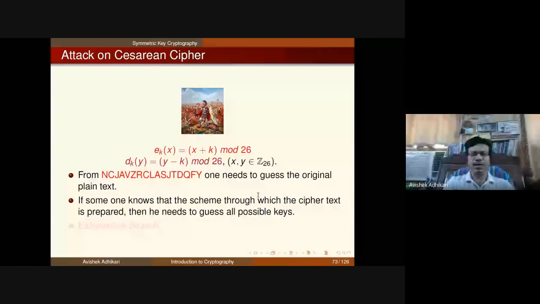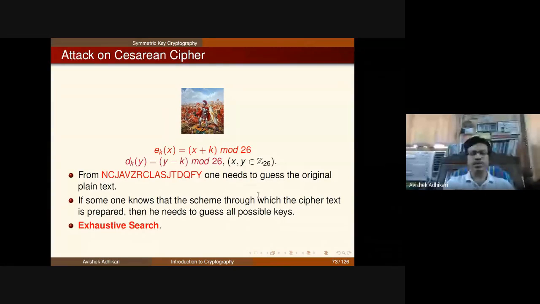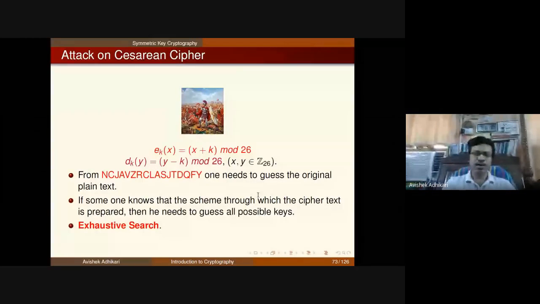So we call it exhaustive search. That means you are doing all possible checks. First you take k equal to 0, k equal to 1, k equal to 2, and so on up to k equal to 25. This is known as exhaustive search, to have a look at all the possible cases. Since the value of k is small here, only 26 options, using a computer you can do it very easily.